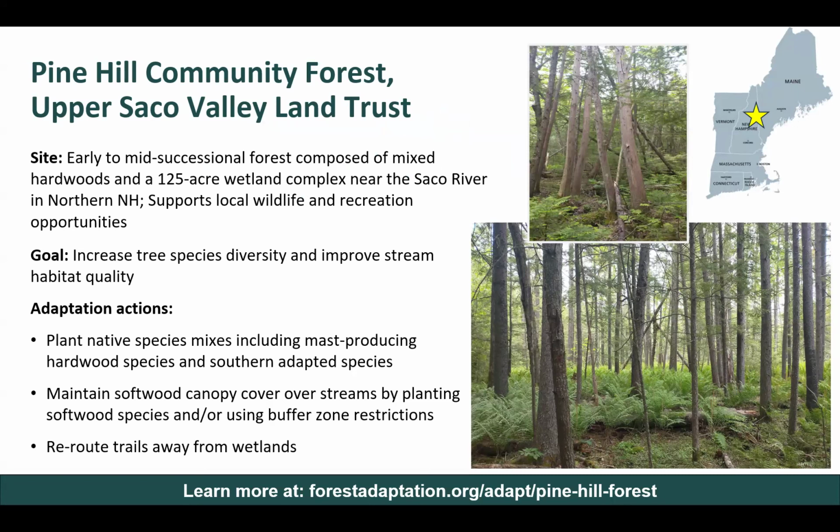The management goals at this site included to increase tree species diversity and improve stream quality. To do this, managers came up with adaptation actions, including planting native species mixes, including mast hardwood species, and southern adapted species as well, maintaining softwood canopy cover over streams by planting softwood species or using buffer zone restrictions, and rerouting recreational trails away from wetlands.